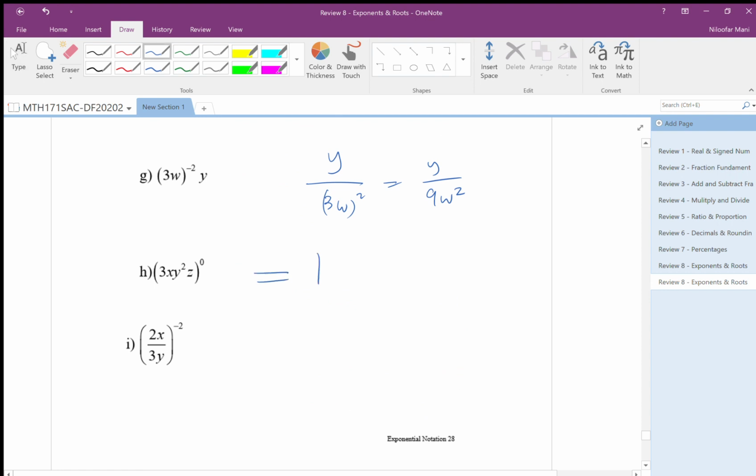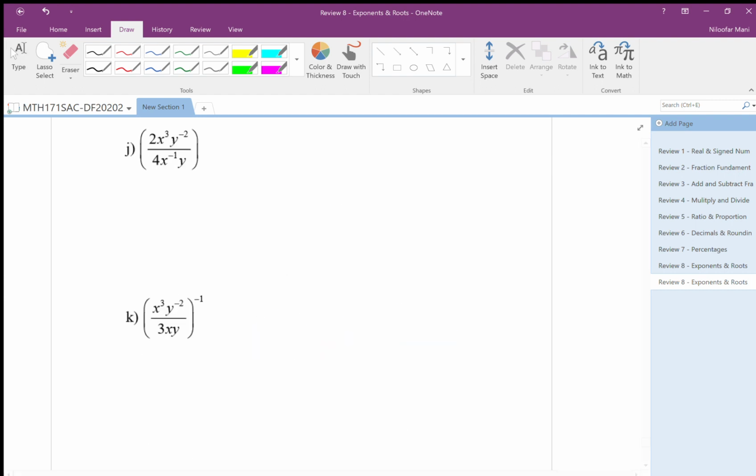I don't need to worry about inside. Here, I recommend flip and change the power to positive and then deal with the power. So it is 9y squared over 4x squared. But if you want to apply power minus 2 first, then it will be confusing. So I recommend flip, change the power to positive, and then continue. How about here? Here you have to just simplify. Number with number. Okay.